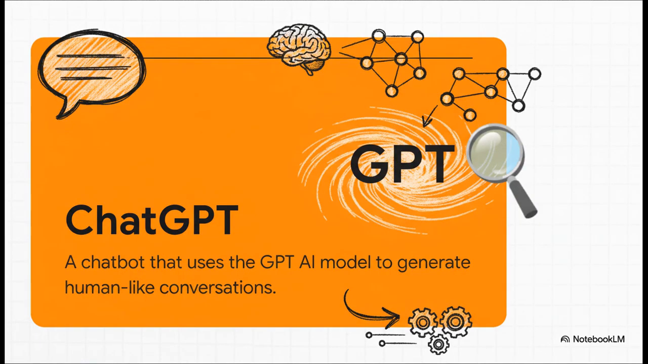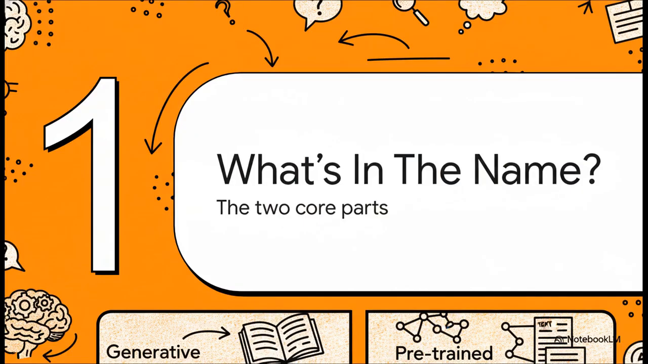Okay, so let's get the simple answer out of the way first. At its heart, ChatGPT is exactly what it sounds like. It's a chatbot, you talk to it, and it's powered by a GPT AI model. That's the simple definition, but the real magic, the part that changes everything, is hidden in that little acronym, GPT. So let's figure out what's in the name.